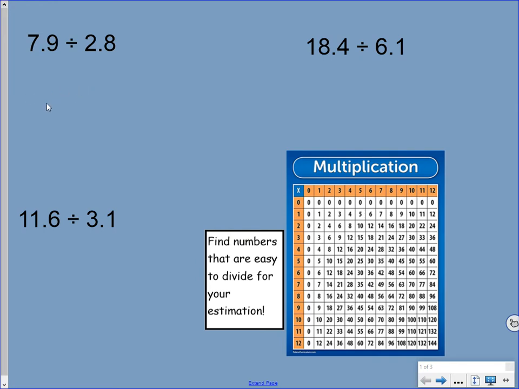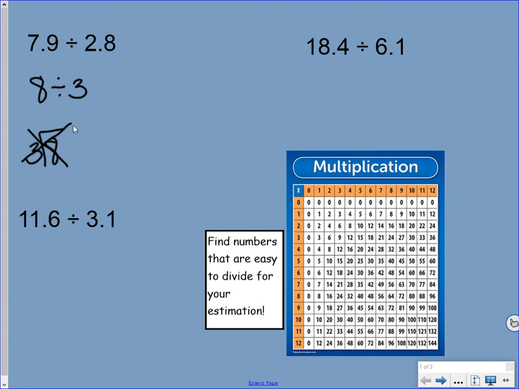So 7 and 9/10 would round to 8. And then 2 and 8/10 would round to 3. But can I divide 8 divided by 3 easily? Does 3 go into 8? Let me show you how you can use your multiplication chart to check this. 3, that's what I'm going to look down. I'm looking down the column, and I should find an 8 if it's going to work, but I don't. So these numbers are not compatible. They're not easy to divide. So I don't want to use 8 and 3.